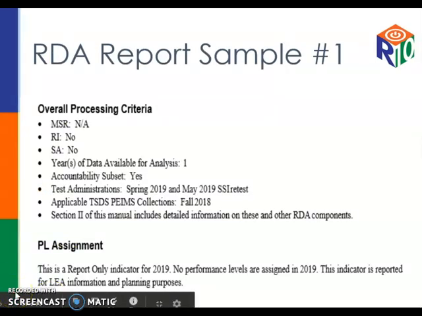So we will look at Indicator 1, and this is just a sample report. And I provided the criteria so you can see the components. For each indicator, there is a description of each component in regards to that specific indicator. As you can see, PL assignment doesn't have any detailed information, and this is due to it being report only.